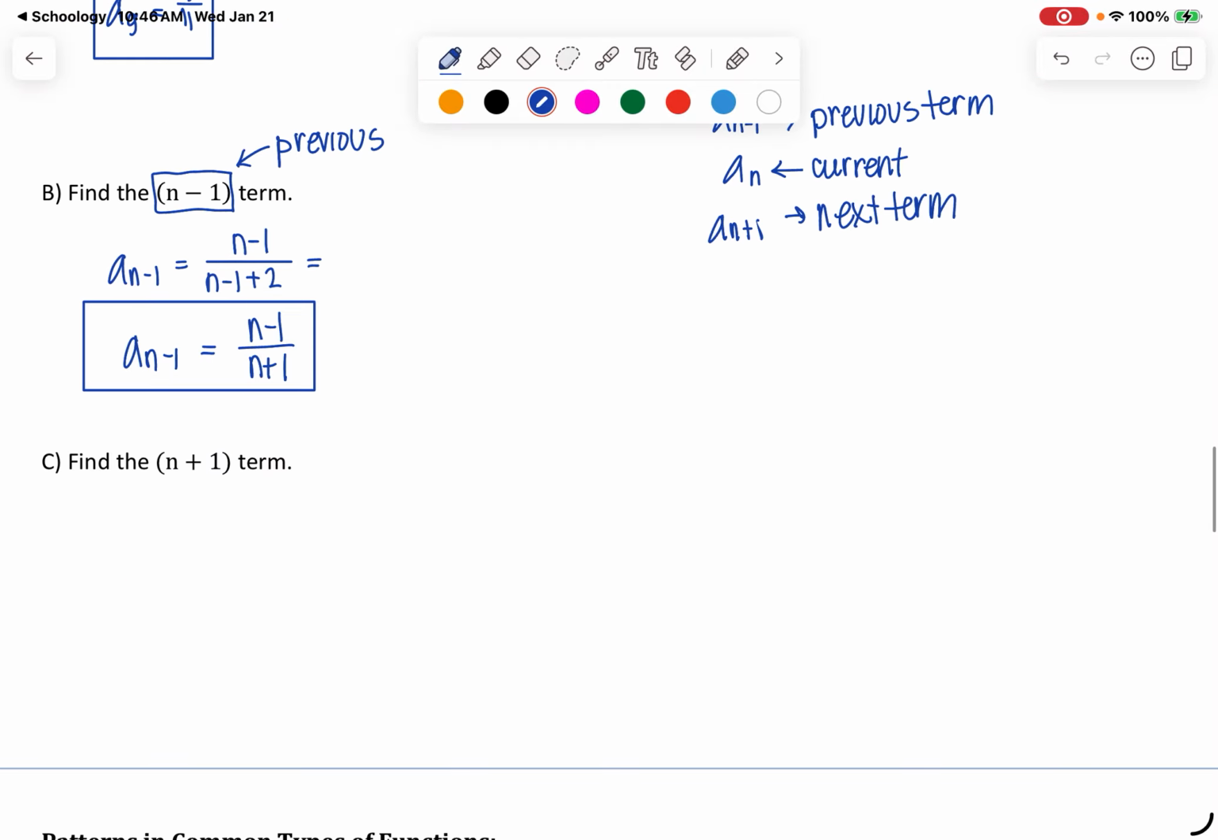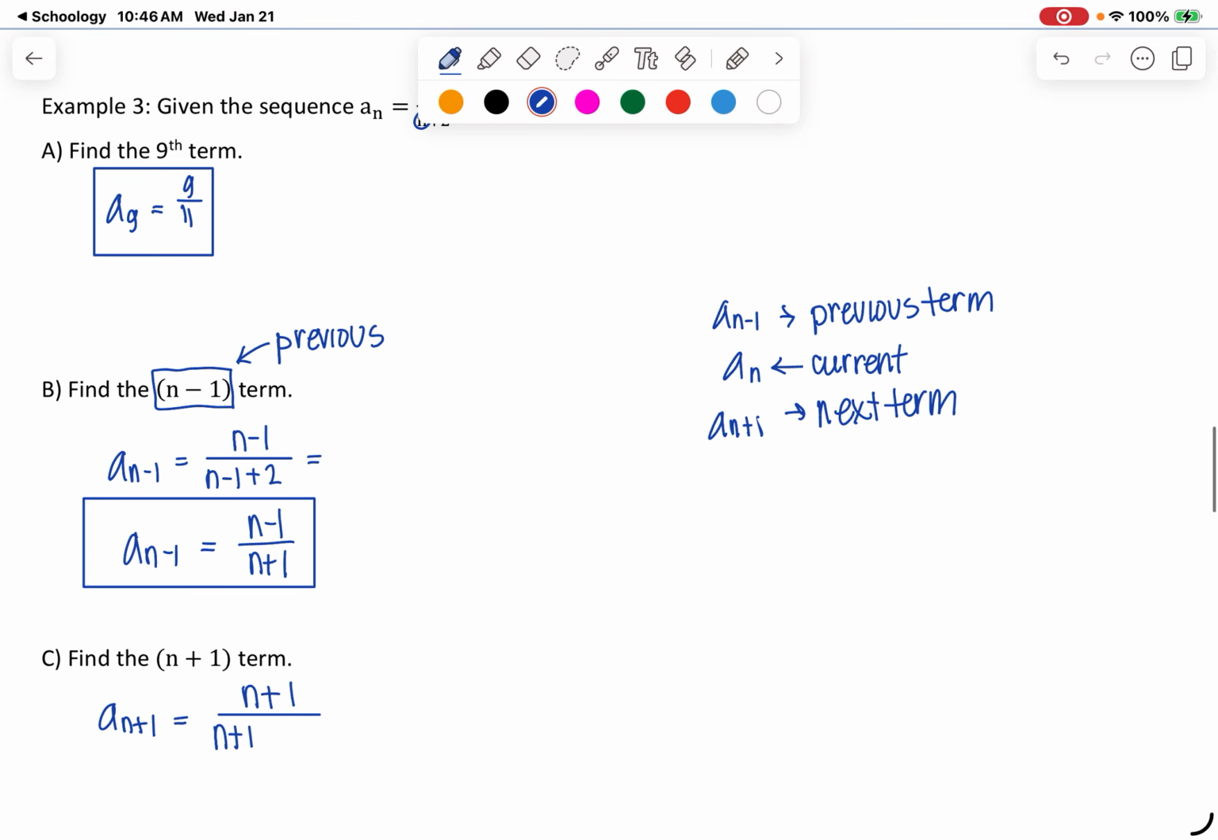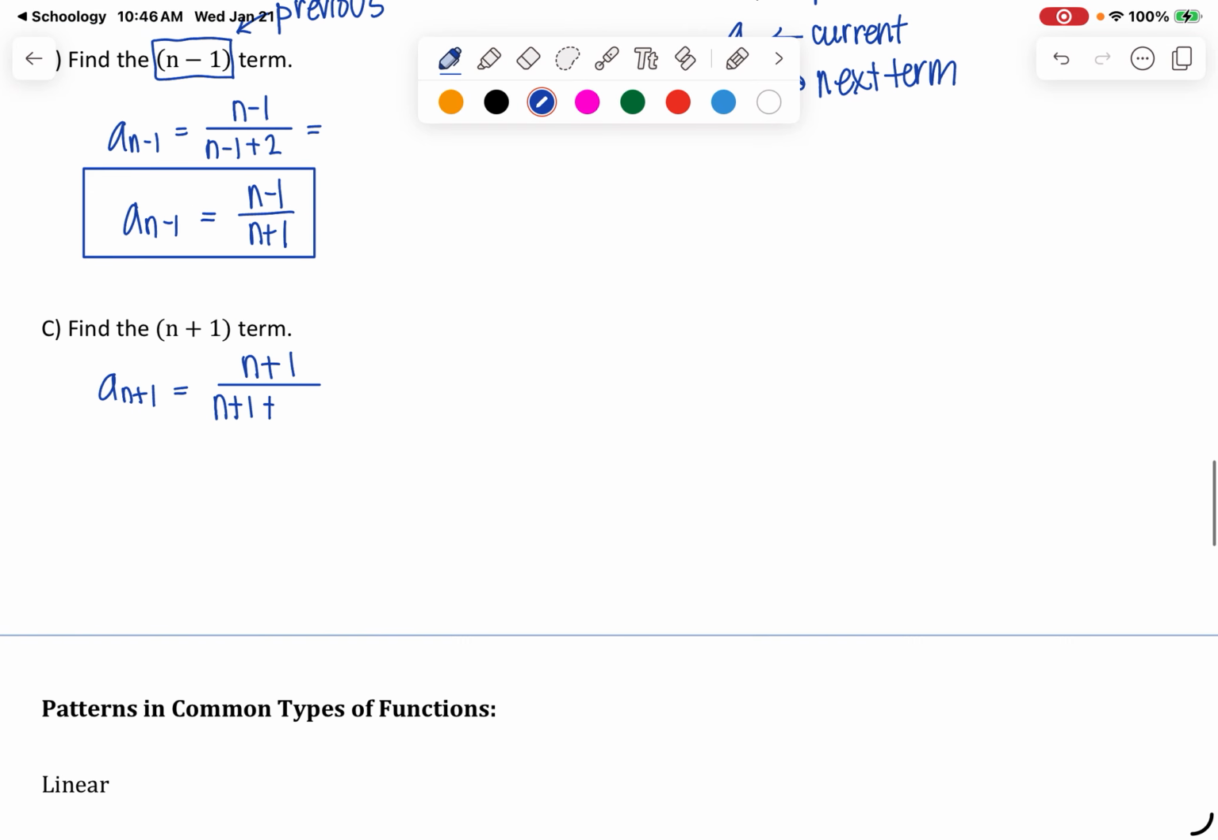Now let's find the n plus 1 term. So we're going to do a sub n plus 1. Same idea. In the numerator, instead of writing n, we're going to plug in n plus 1. And in the denominator where there's an n, we're going to write n plus 1. And then don't forget the plus 2. Clean it up, and a sub n plus 1 is equal to n plus 1 over n plus 3.